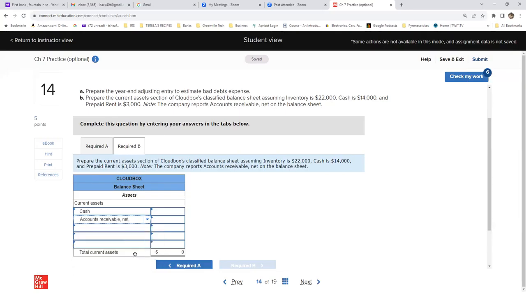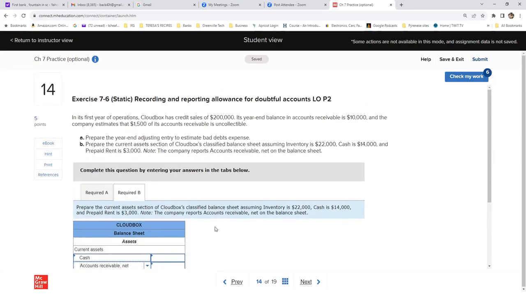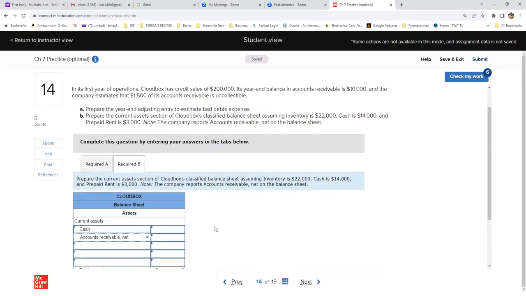Where do we get that from? We got that from, let's see. We're subtracting the 1,500 from the 10,000, and that's going to give us 8,500. I forgot to put in 14,000.